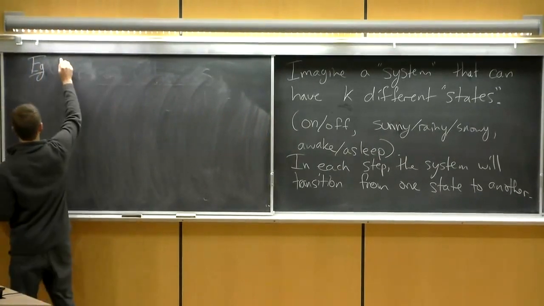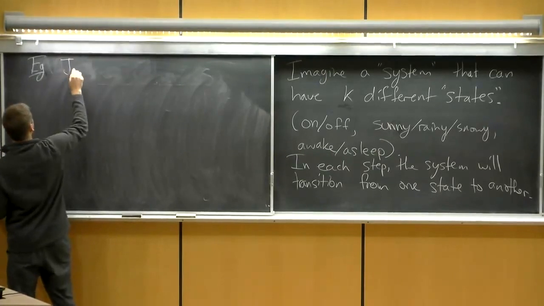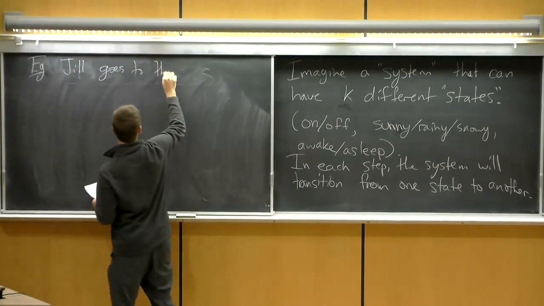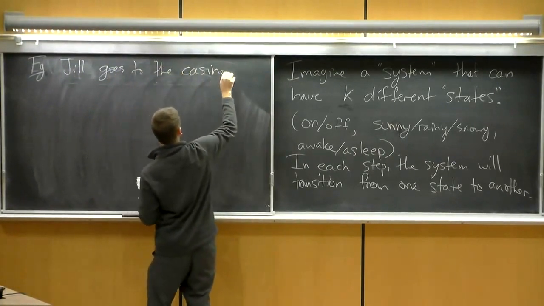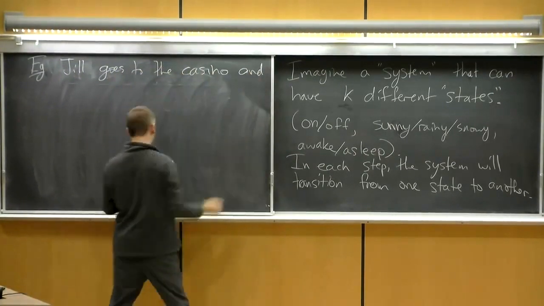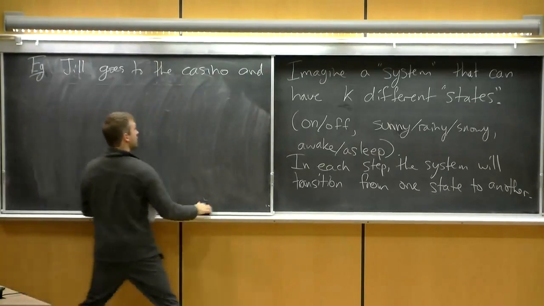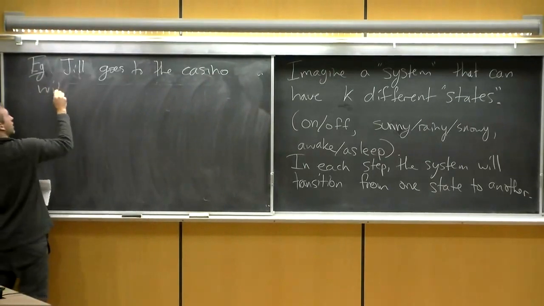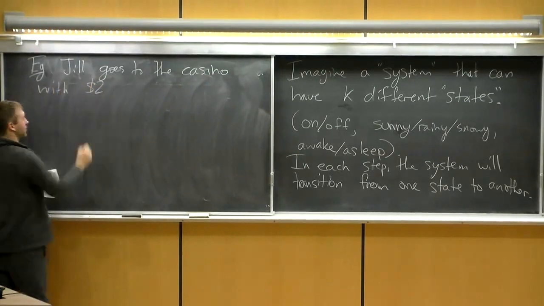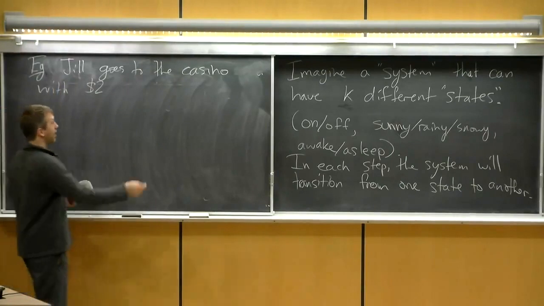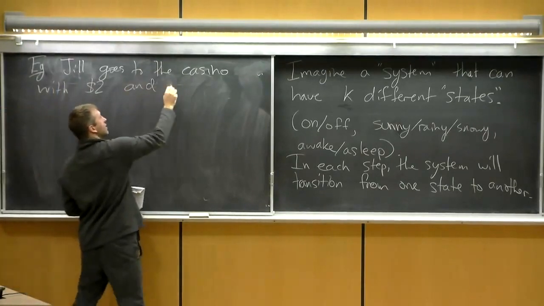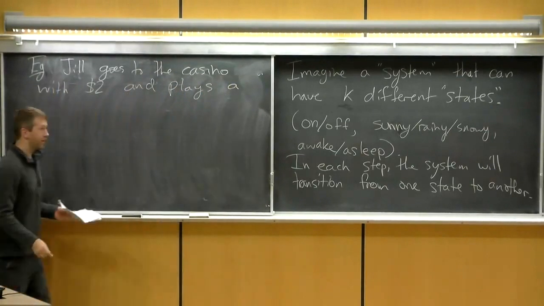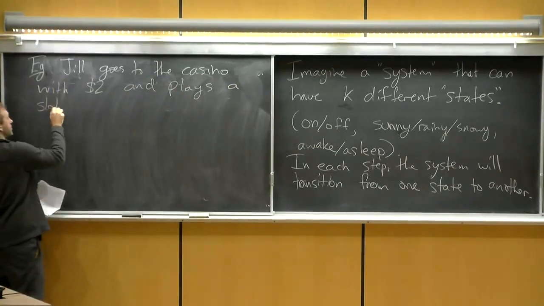So let's say that Jill goes to the casino with $2. Okay, that's not a lot of money to go to the casino with. And she plays a slot machine.